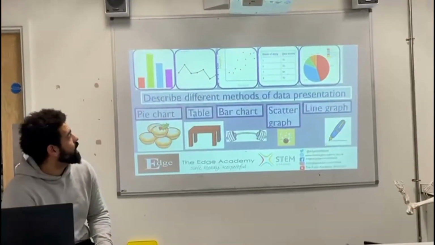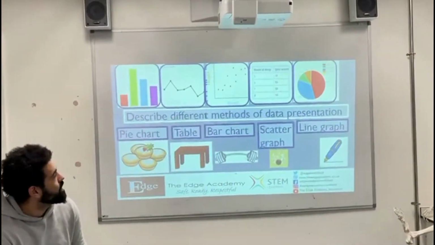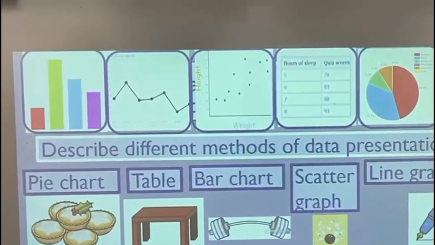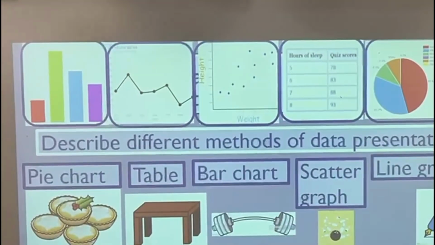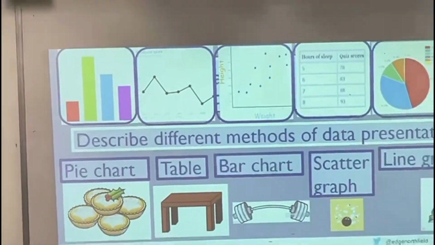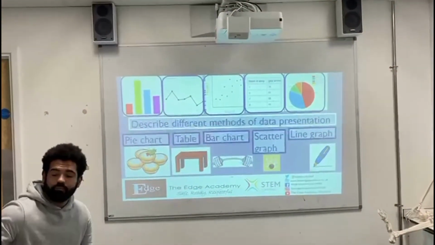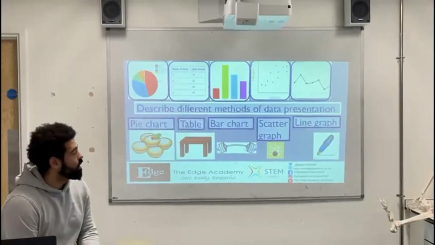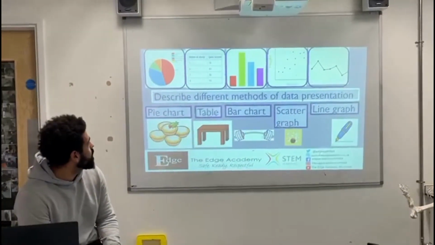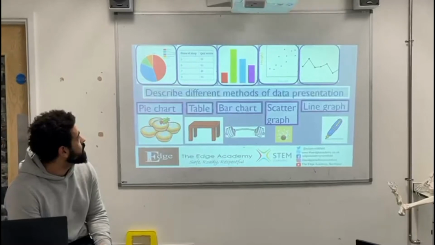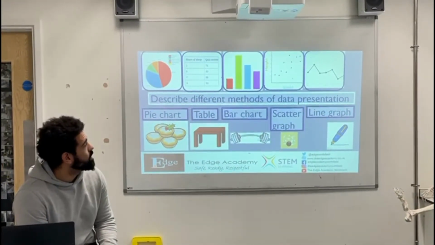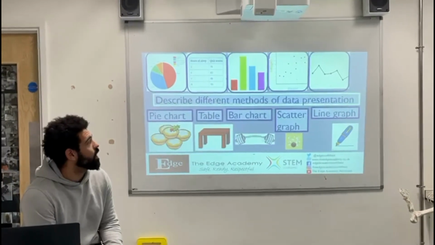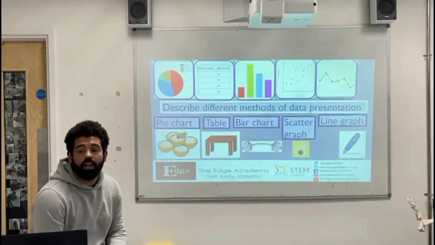So at the top, we have pictures of all of those different methods of data presentation. What I'd like you to try and do for me is match the pictures to the words. So again, pause the video and have a go. And there we have them. So we have the pie chart as the circle, the table with the information in, the bar chart with different colour bars, the scatter graph is lots of dots, and the line graph is the dots joined up.